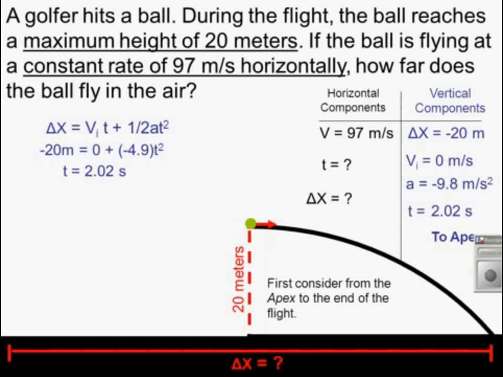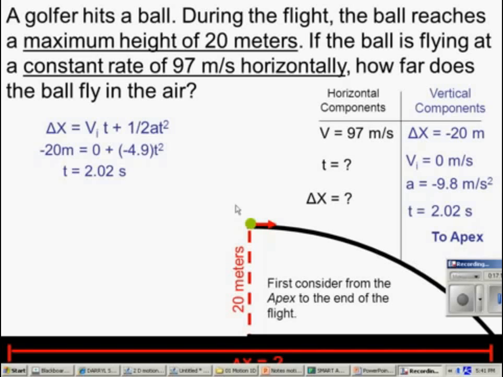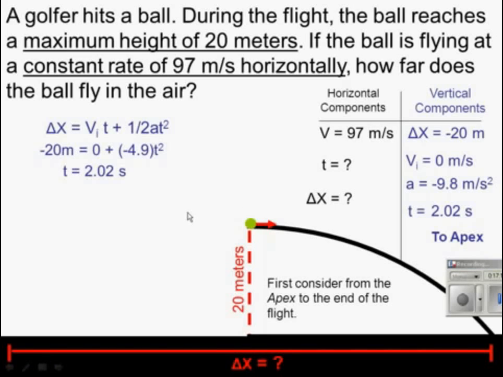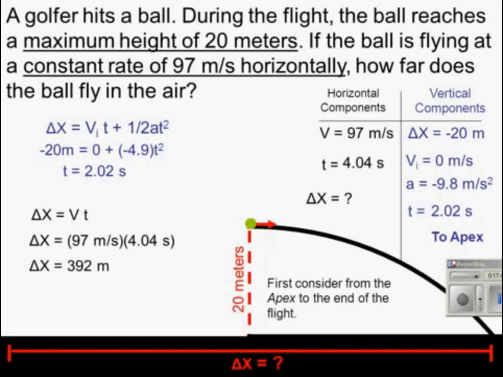So we have the time it took to get to the apex, or we could say the time from the apex, is 2.02 seconds. Now, in order to bring that over to the horizontal, if we're looking for the total distance, we have to then double that. It's 4.04 seconds for the entire flight. Now we can go back to our initial equation, displacement equals VT. Multiply those two together, and it's 392 meters. It's quite a golf shot.